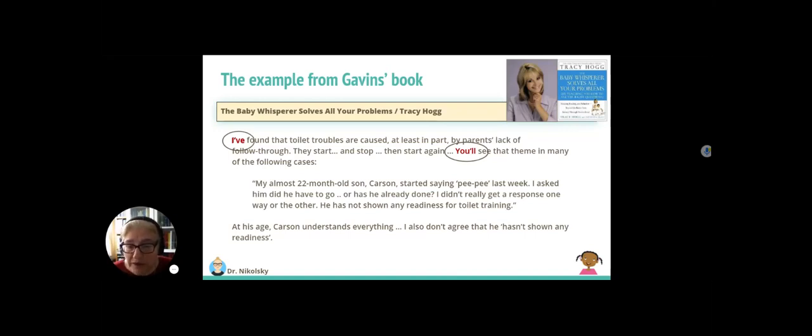While the mother says he has not shown any readiness for toilet training, Hogg is saying, I also don't agree that he hasn't shown any readiness. By putting down Carson's mother, Hogg establishes her authority as well as her intimacy with the reader.